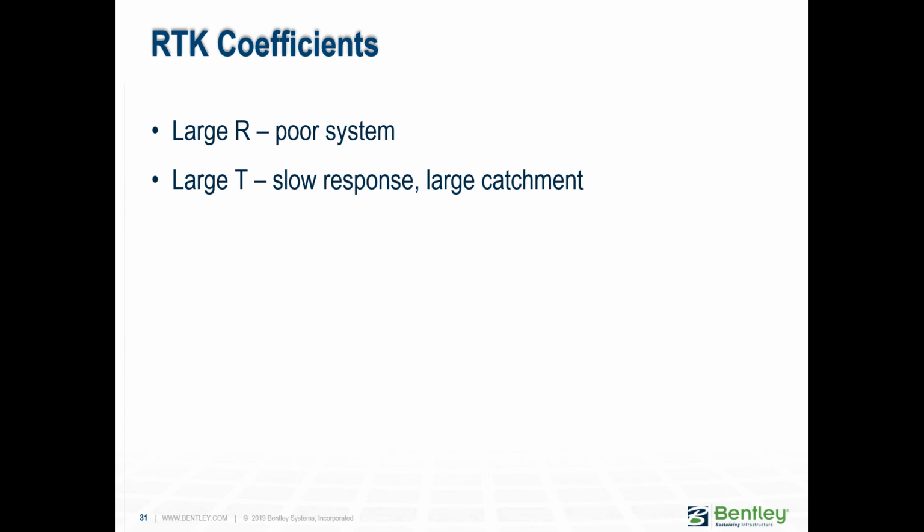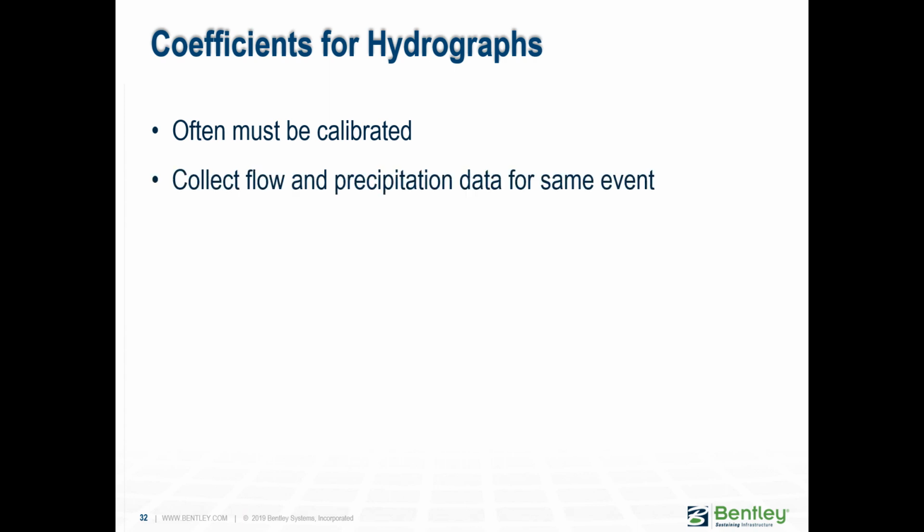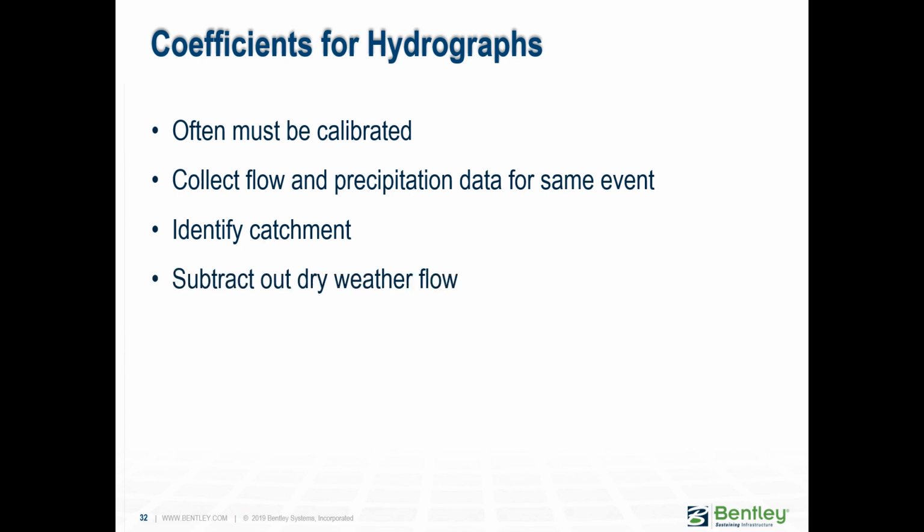For the RTK component coefficients: large R means persistent, large T means slow response, large catchment, large K means long recession. Determining coefficients for hydrographs, especially for sanitary systems, is one of the most tedious and difficult steps in modeling. It usually requires flow and precipitation monitoring. These numbers must be calibrated, and it is very important to get the most accurate model to represent your real system.